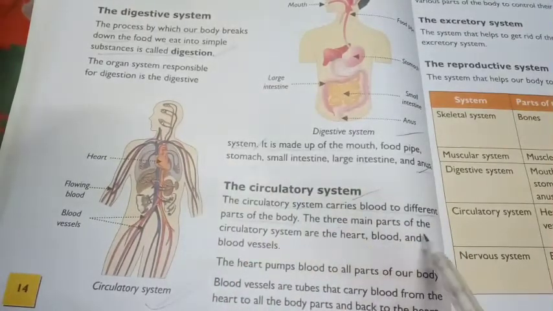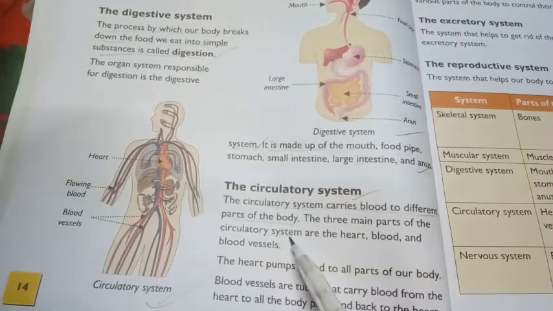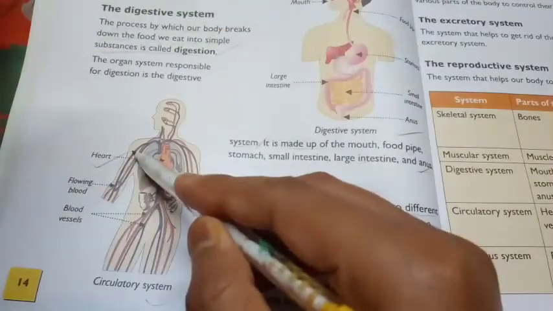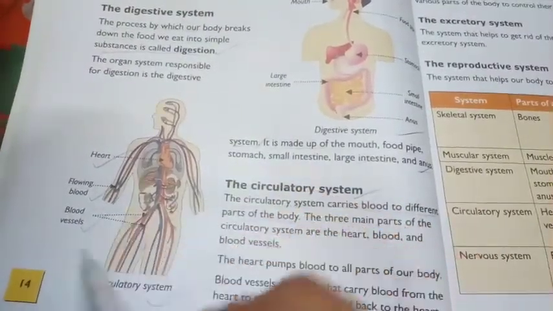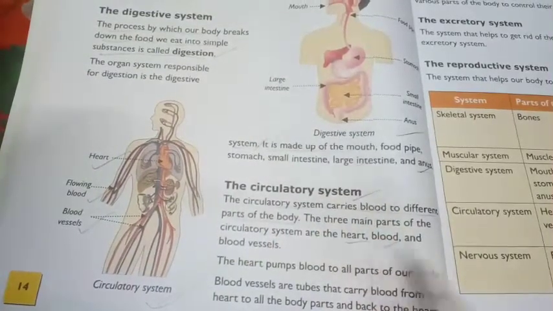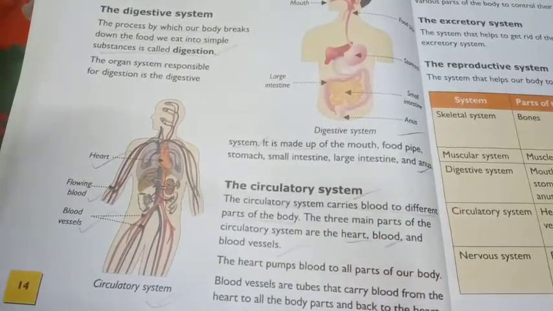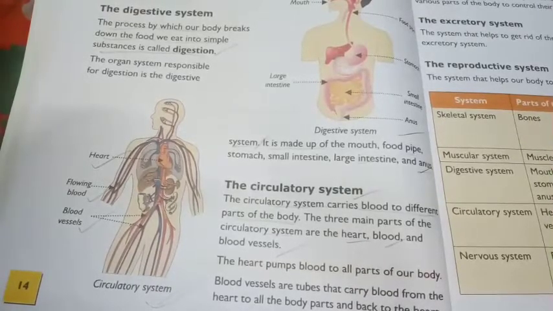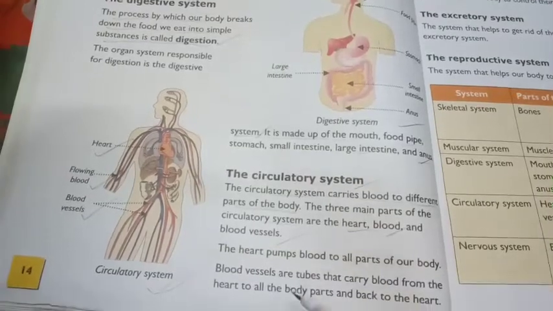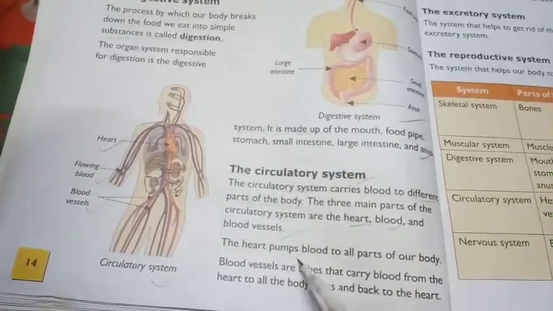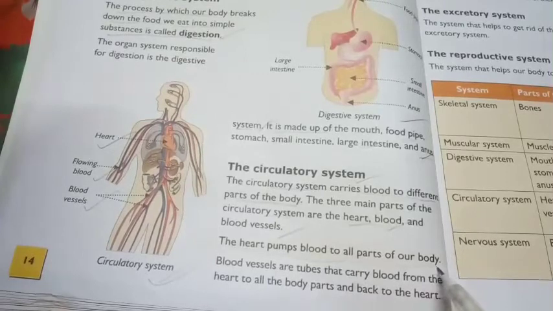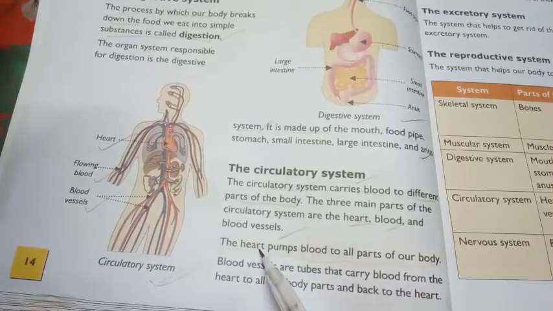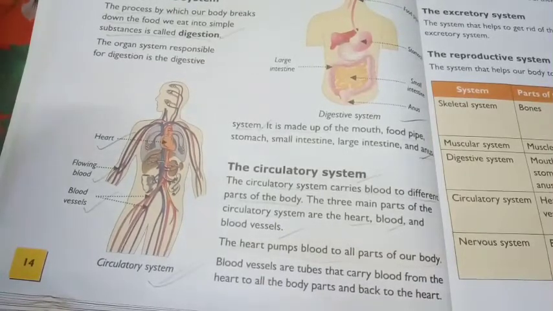The three main parts of our circulatory system are heart, blood and blood vessels. Heart, blood and blood vessels. Our circulatory system is made up of heart, blood and blood vessels. Next, the heart pumps blood to all parts of the body. Heart, that is an organ.